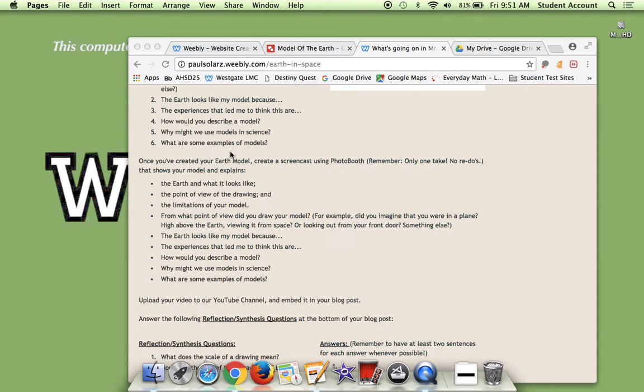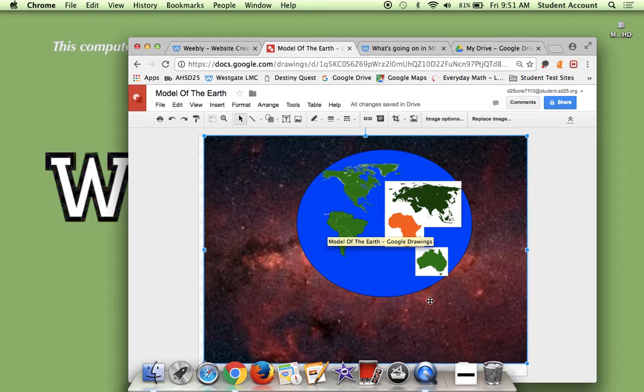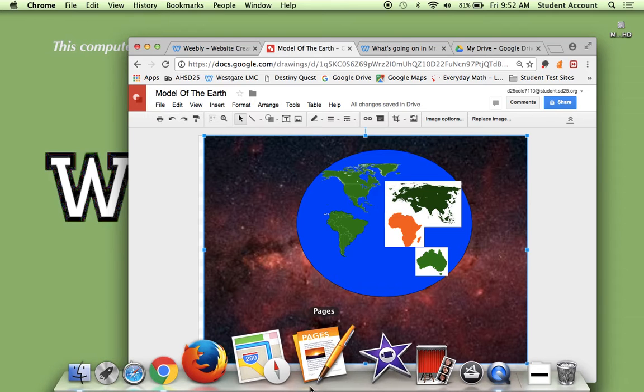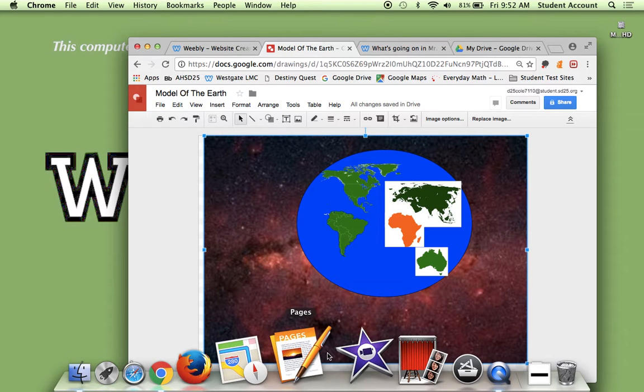How would you describe the model? So my model, it's like looking down from space, and it's showing North America, South America, Europe and Asia, Africa, and Australia. Antarctica is not in here; it's further down. So my model's a model of the Earth, and it's showing how it would possibly look from certain perspectives of space. Depends where you're looking from in space. But this is one place where you could see most of it.